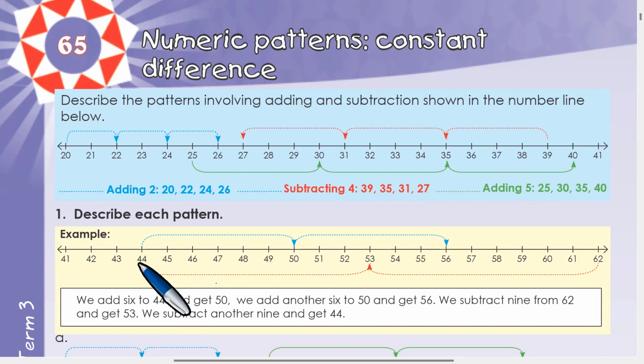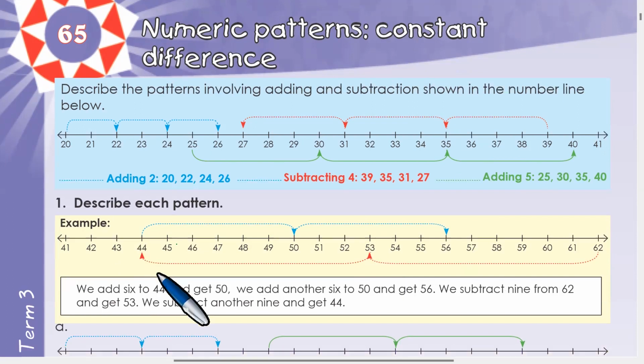But if you have 44 and then you add a number like 9, or if you had 62 and you subtract 9 from 62, you get 53, and you subtract 9, you get 44. So in other words, either you add or you subtract, you get what you call a constant difference because of the addition, also the subtraction part. We look at part A.